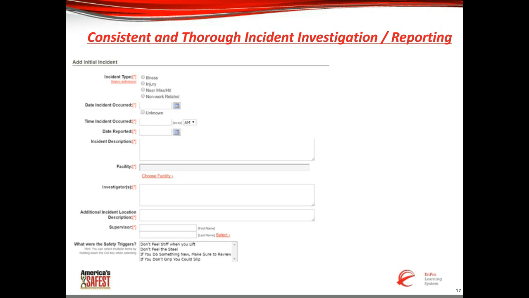So I told you there were two key features that we really wanted to focus on through this system. First and foremost is consistent and thorough incident investigation and reporting. We wanted to make sure that no matter where our incidents took place, we were going to get the same information. We were going to communicate it out to the same types of people, the same level of people within the organization, within the same period of time, and we wanted to make sure that we are able to assign our behavior-based safety triggers and all the things that were part of our focus here in this system.